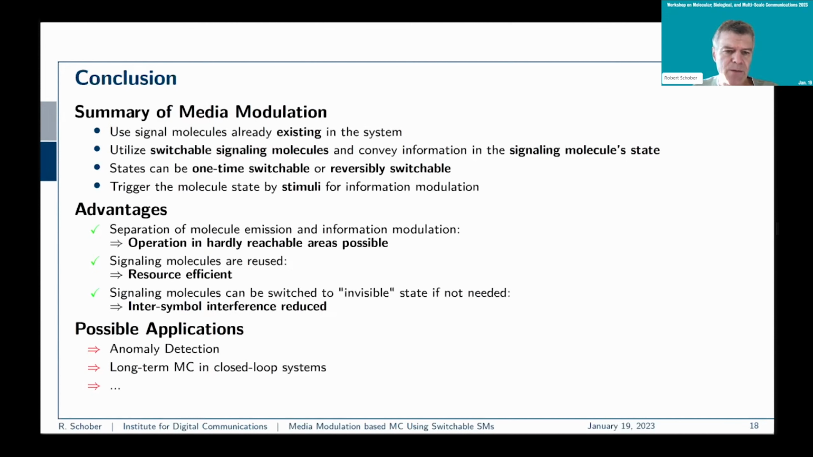What are the benefits? Well, we can reuse the same signaling molecules, right? On the one hand, for the reversible switching case, we can avoid indissoluble interference. And for the one-time switchable molecules, we can do measurements in areas that otherwise would not be accessible, right? By injecting these molecules and then getting them switched at the place that we cannot reach, maybe somewhere in the cardiovascular system, and then read them out at a different location. So that's the basic idea.